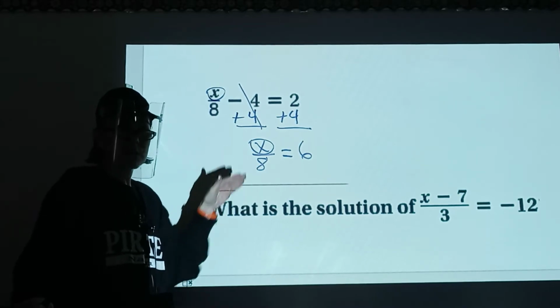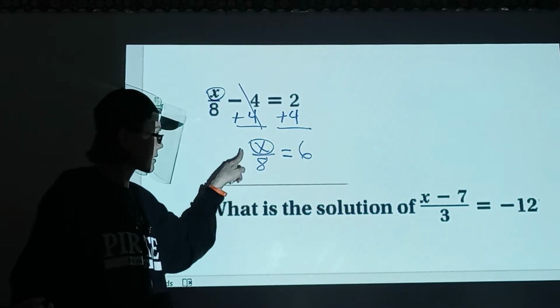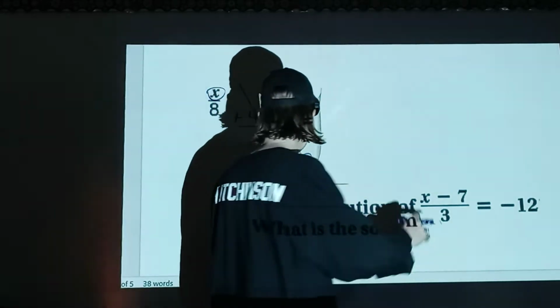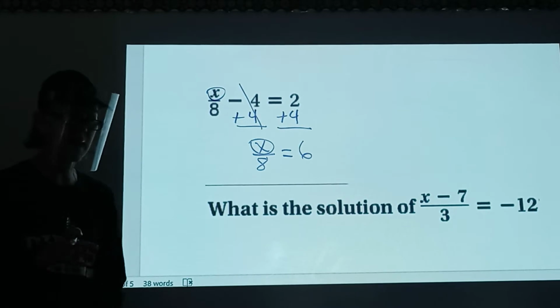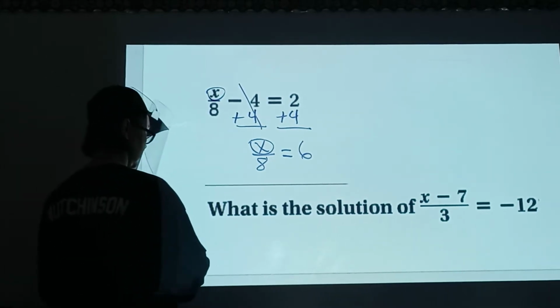We have to do the opposite of what we were given. What were we given? x divided by 8. What is the opposite of divided by 8? Multiplied by 8. So let's do it. Do it now.